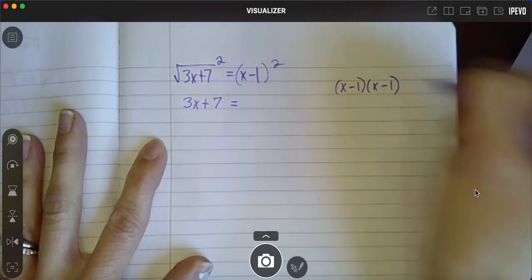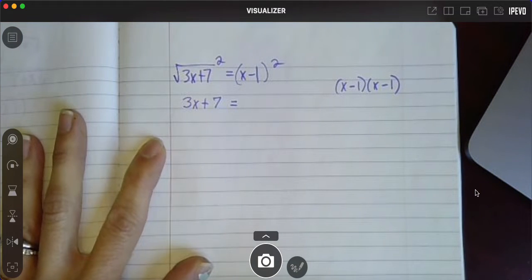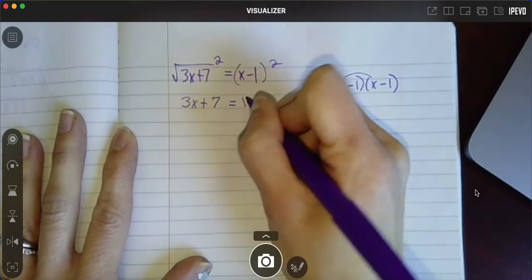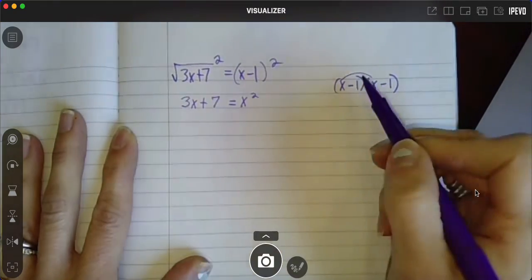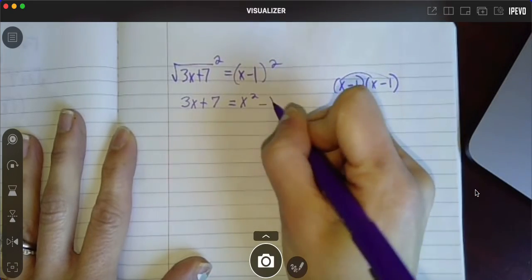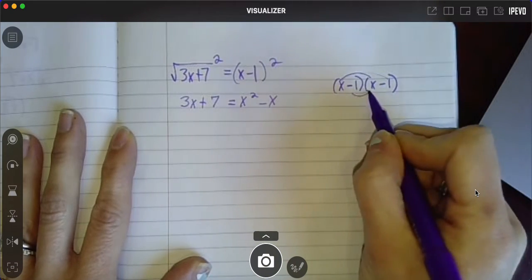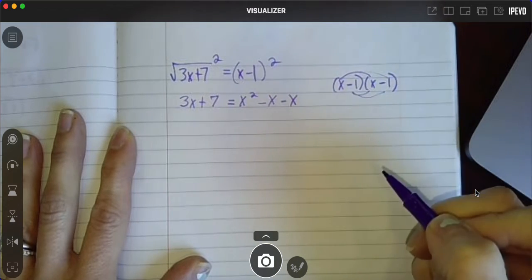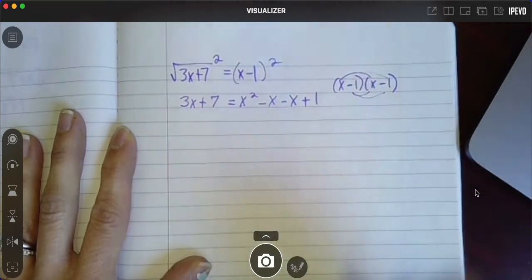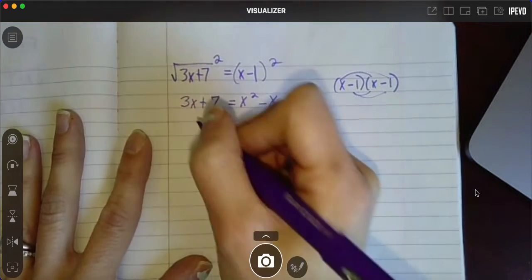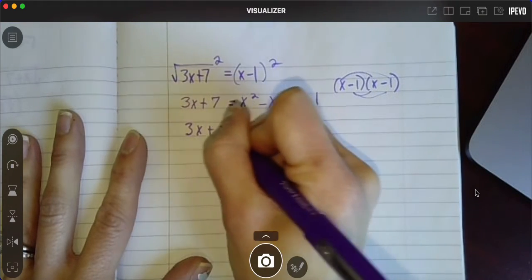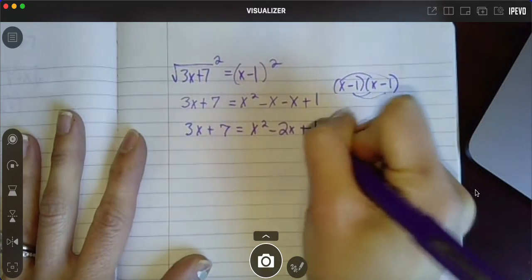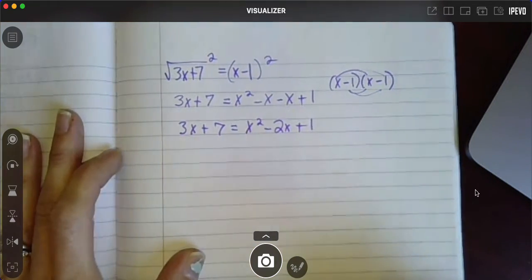This is FOIL: first, outer, inner, last. Okay? So x times x is what? X squared. X times -1, -1x. Same thing again, minus 1x. -1 times -1 is a positive 1. Then I'm going to bring this down, and I can combine those 2 x's. So I did, and I got -2x.